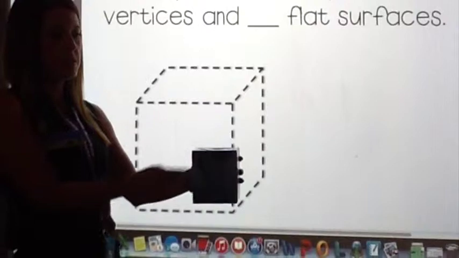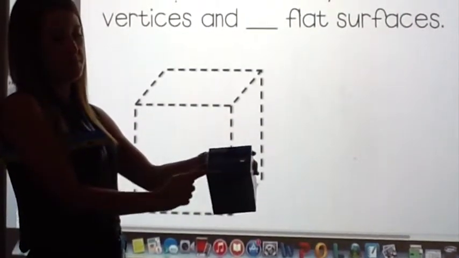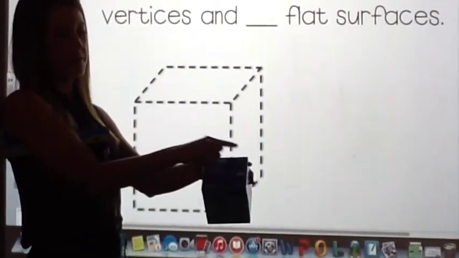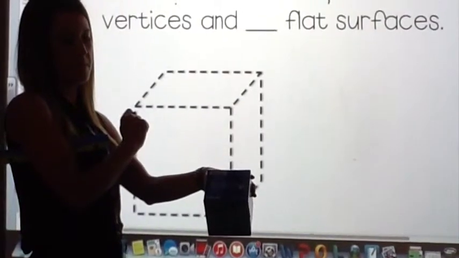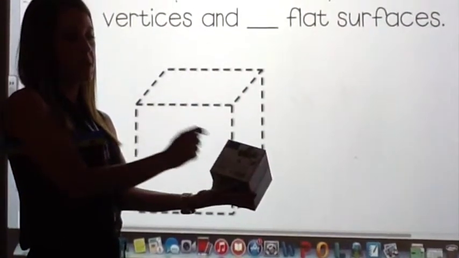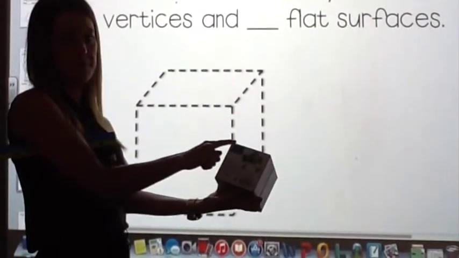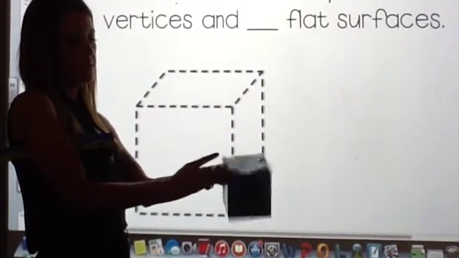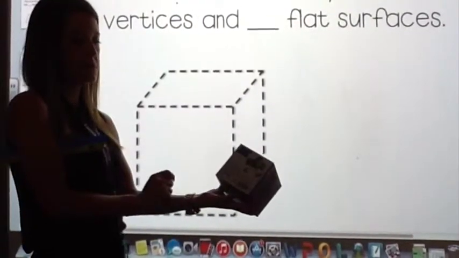Let's count. Well, I know there is 1, 2, 3, 4 on the top. And if I turn it over to the bottom, there's 4 more on the bottom. So 4 plus 4 equals what?